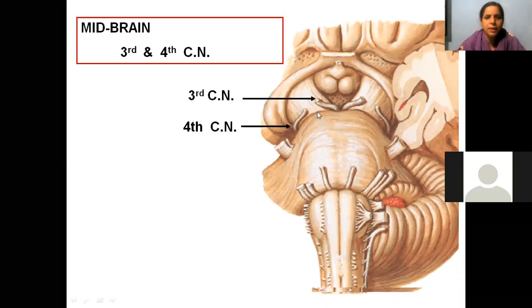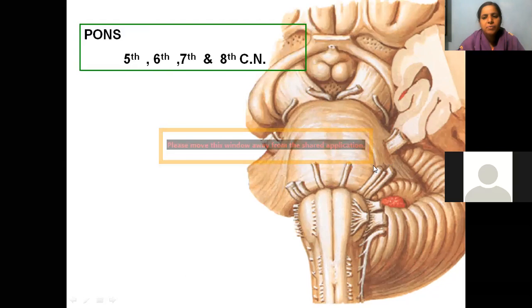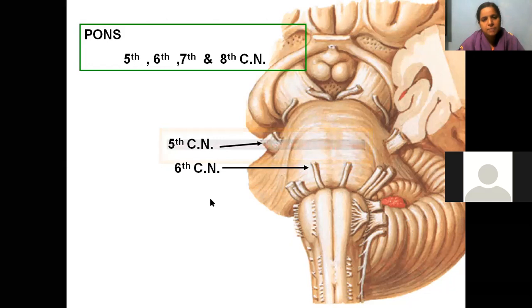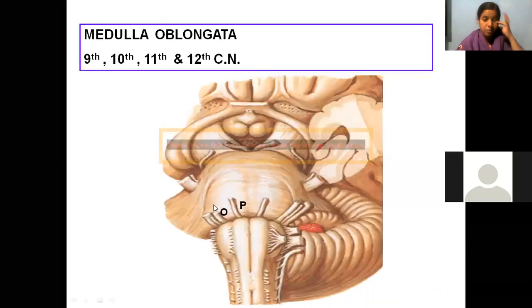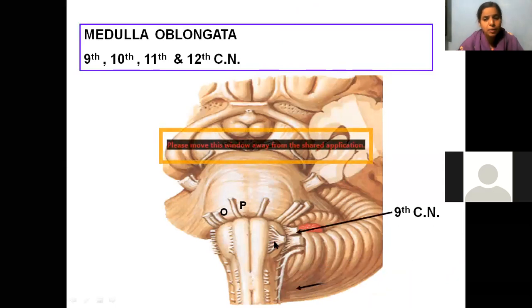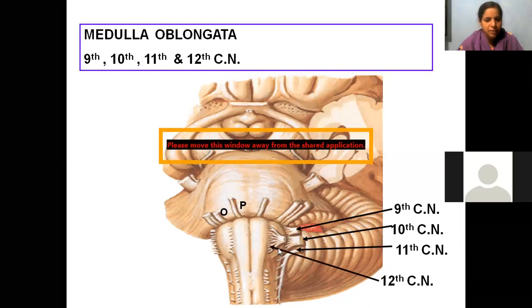So you can see midbrain, third and fourth. Now from pons you can see fifth, sixth, seventh, eighth. These are the four cranial nerves. You can see they are coming. From medulla oblongata, the remaining ones: we have glossopharyngeal, then vagus, then accessory, and the last one, hypoglossal. That is the 9th, 10th, 11th and 12th cranial nerves.